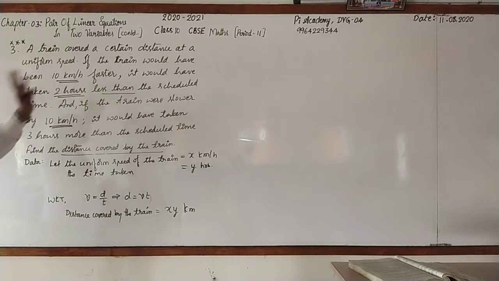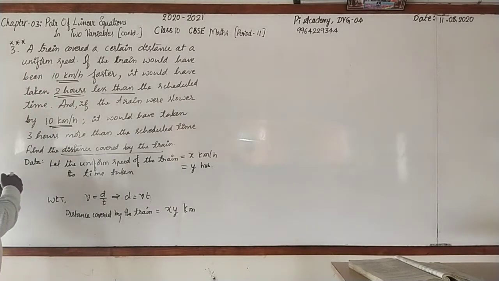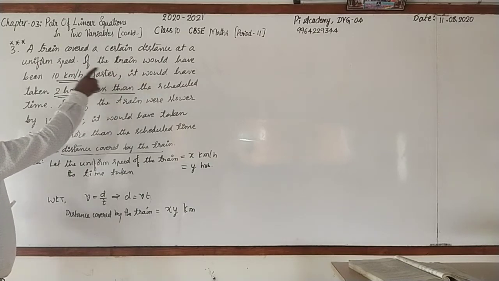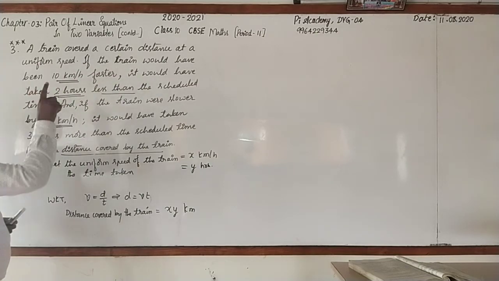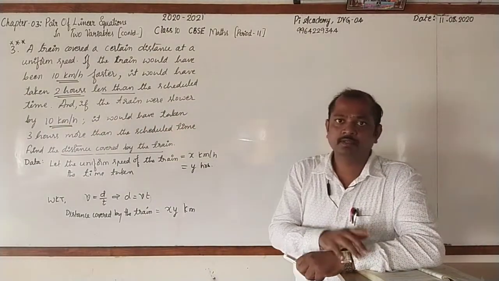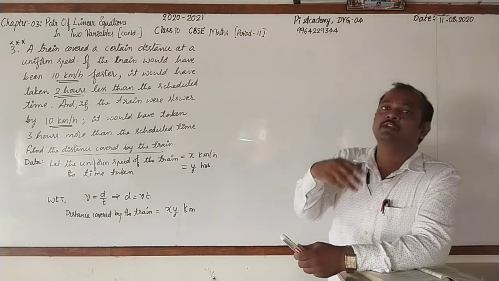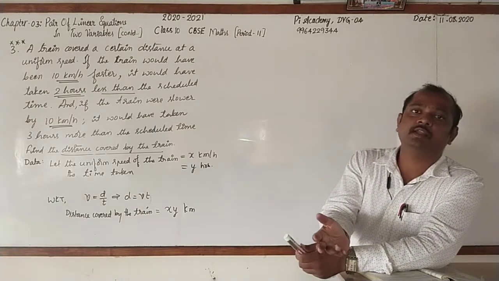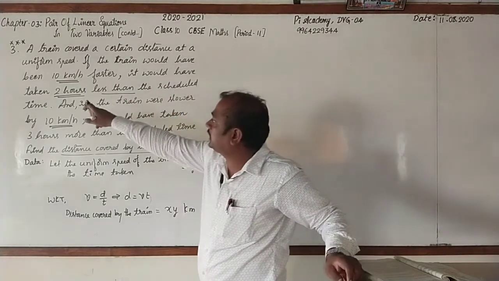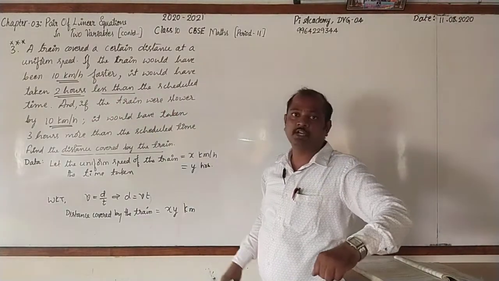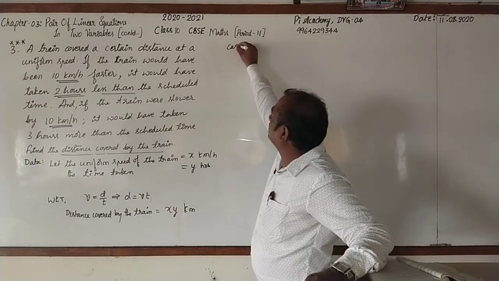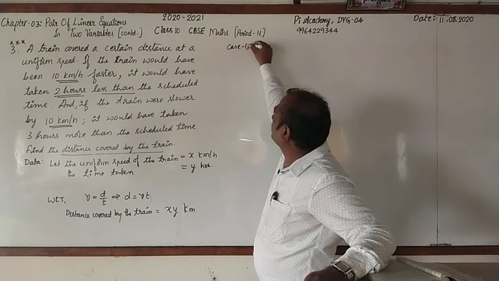Now we will move on to the actual statement. See that there are two cases. In the first case, if the train would have been 10 km per hour faster, then the actual speed is x kilometer per hour. If 10 km per hour is more, then what is the net speed? It will be x plus 10. Then it would have taken 2 hours less than the scheduled time. Right? So here I'll write case 1.